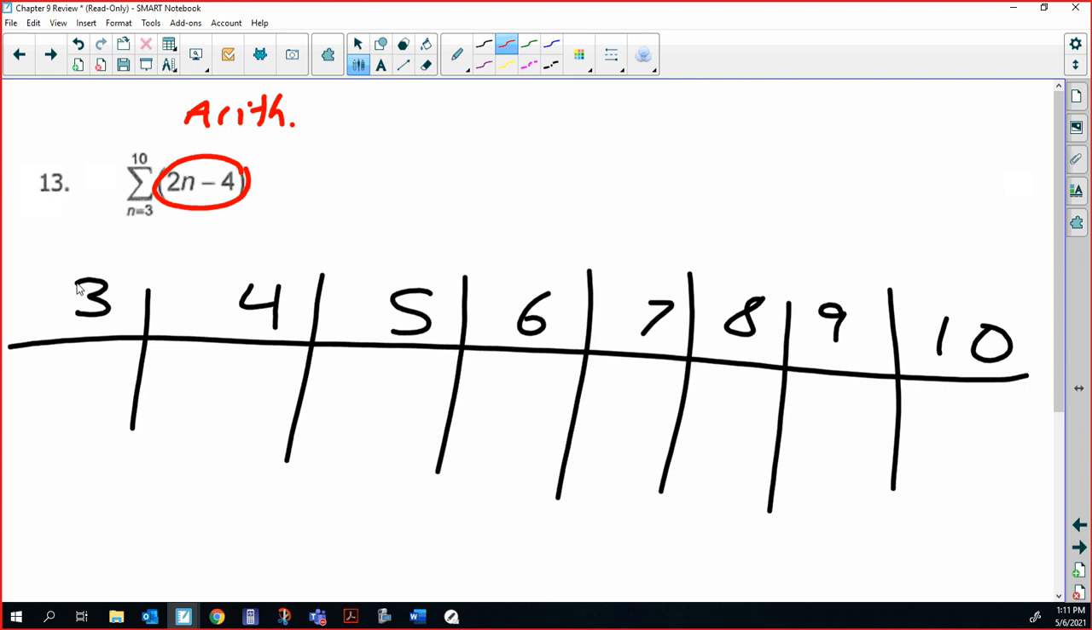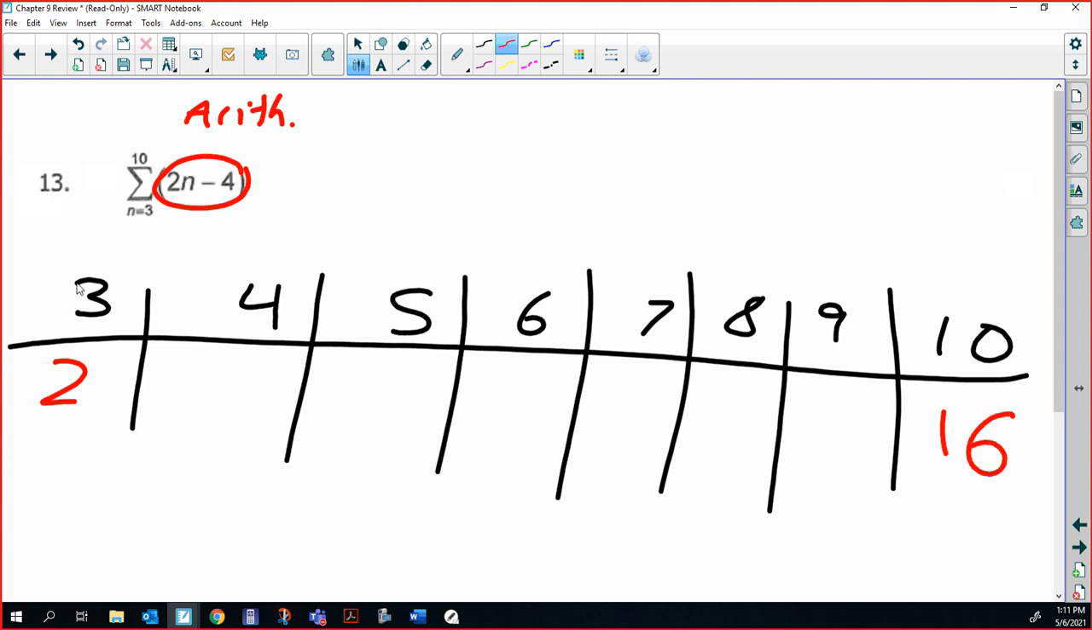So since it's arithmetic, we can use the arithmetic formula for calculating a sum. You don't need every term. You need the first term, the last term, and how many terms there are. So the first term, plug in 3. That's 6 minus 4, which is 2. The last term, plug in 10, the top number. 20 minus 4 is 16.